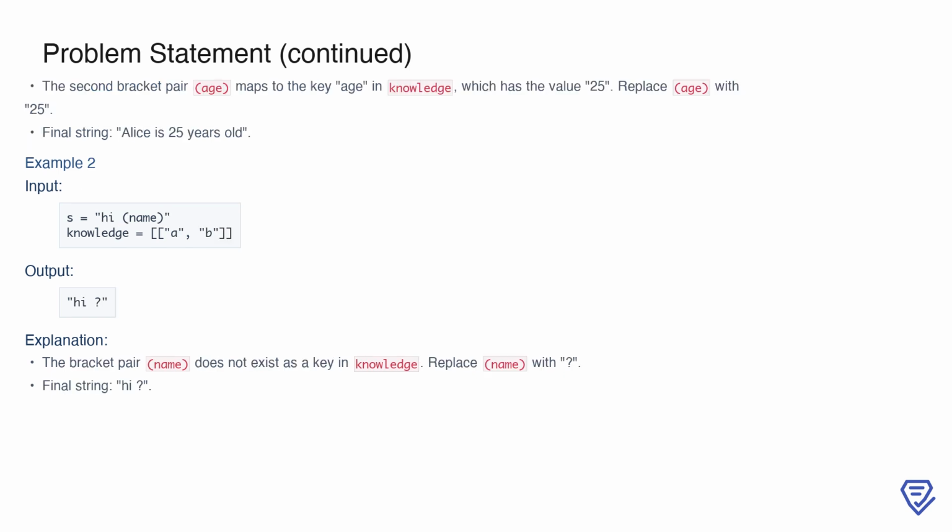Now let's continue with the previous example. The second bracket pair, (age), maps to the key age in the knowledge dictionary, which has the value 25. So, (age) is replaced with 25. After replacing both bracket pairs, the final string becomes "Alice is 25 years old". Moving to another example, if the input string is "hi(name)", and the knowledge list only contains the pair [a, b], the key name does not exist in the knowledge dictionary. Therefore, (name) is replaced with a question mark, resulting in the final string "hi?".